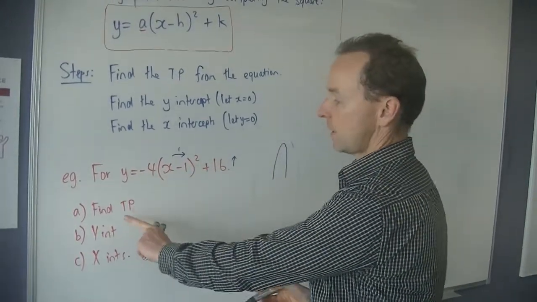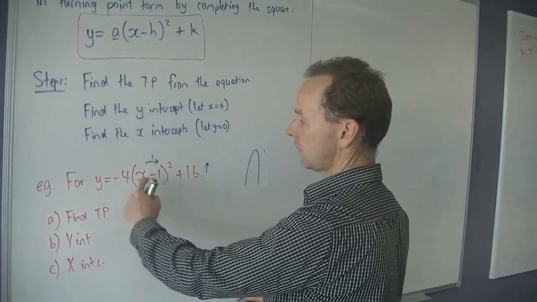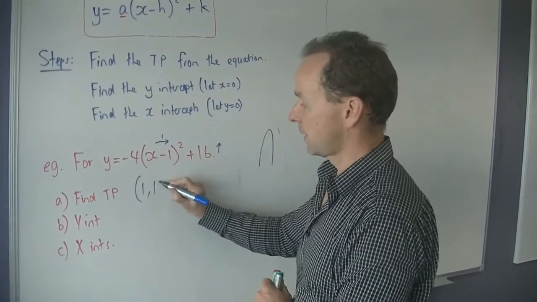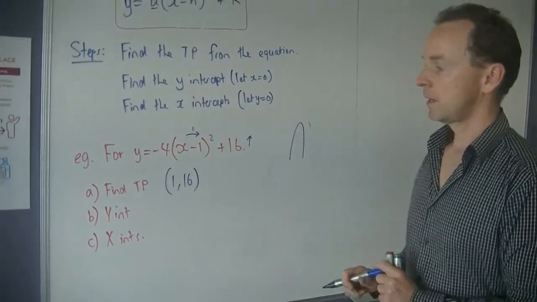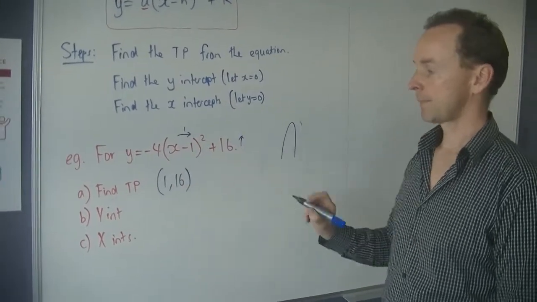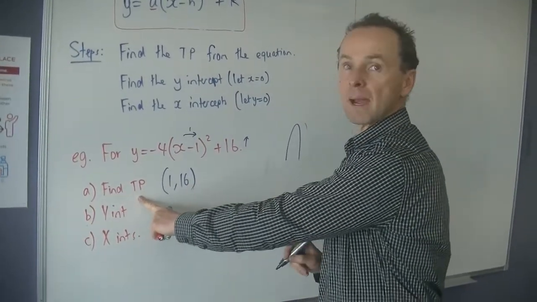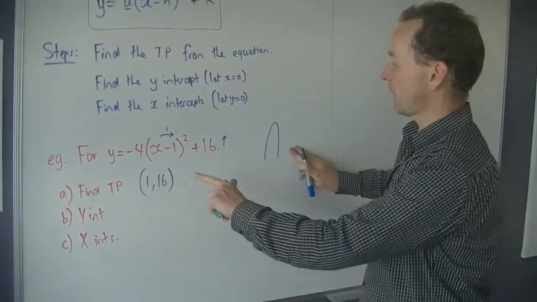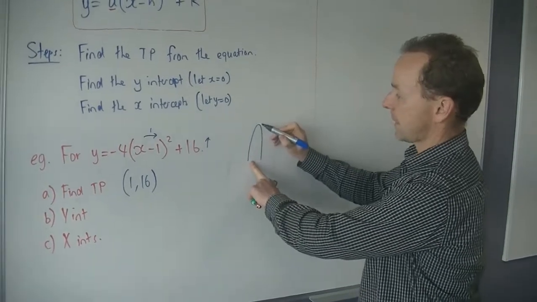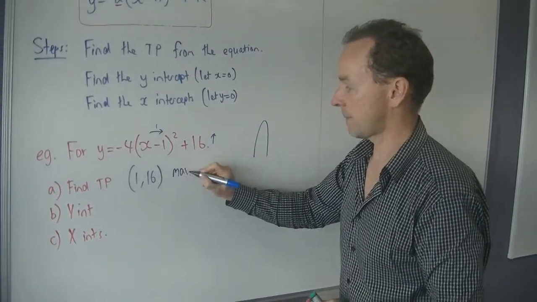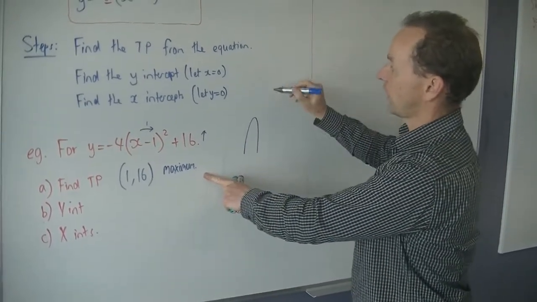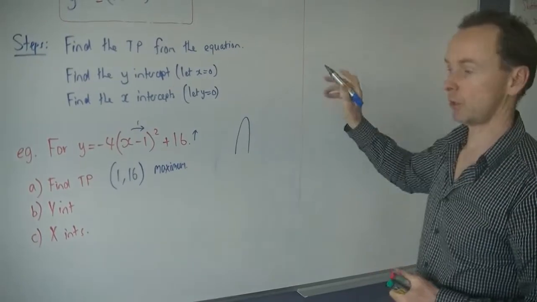So it says find the turning point, and we know it's 1 across, so the x value is 1, and it's 16 up, so the y value is 16. So the coordinate of the turning point is (1, 16). We can read it off straight from there. It also said to state whether it's a maximum or a minimum. Remember, because it's a negative, it's an upside down parabola, which forms a maximum value. So you've got to say it's a maximum as well. And remember, if it's an upright one, it's a minimum value.